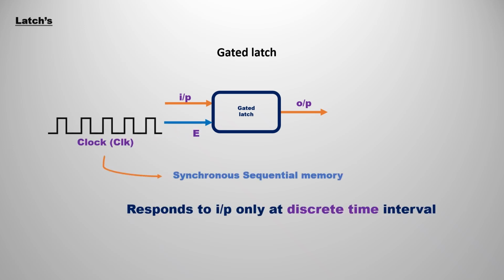I already discussed this: in the enable line we are going to pass the clock signal. The gated latch is a synchronous sequential memory element, because synchronous sequential circuits respond to inputs only at discrete time intervals. We are only waiting for that. We will see how the output is influenced with the help of the clock signal and how it relates to the input signal. Let's get started with the timing diagram analysis and understand the clock signals.